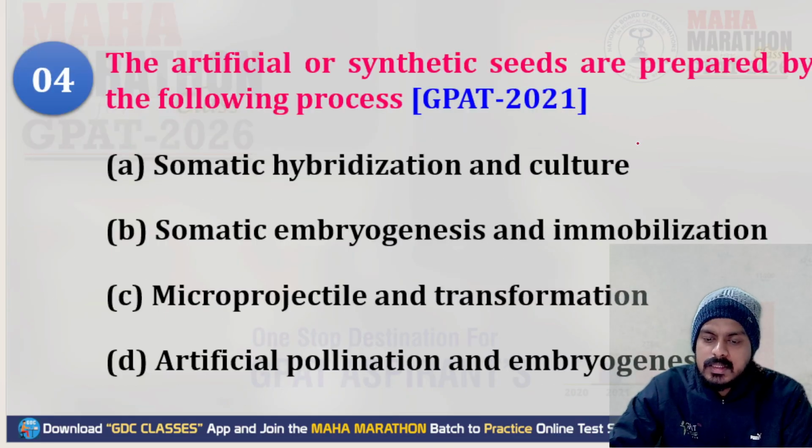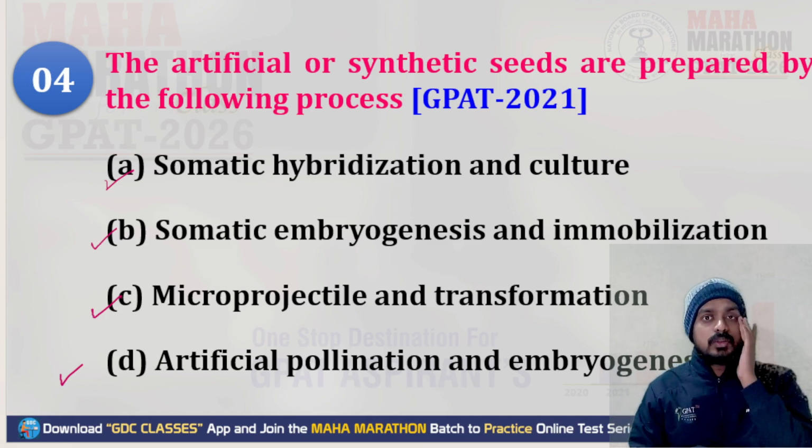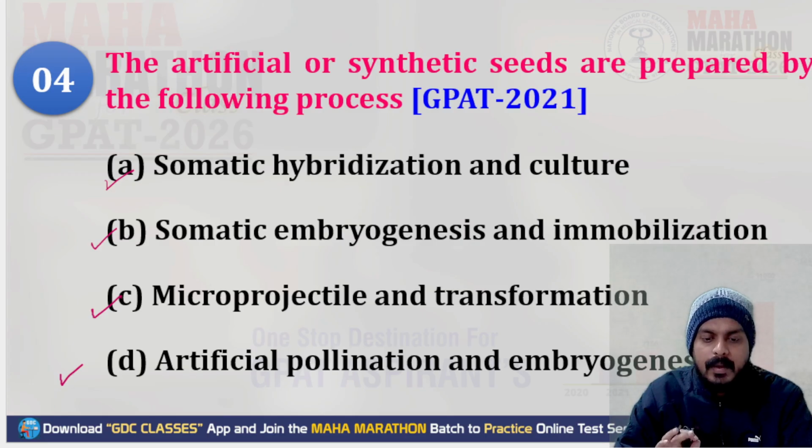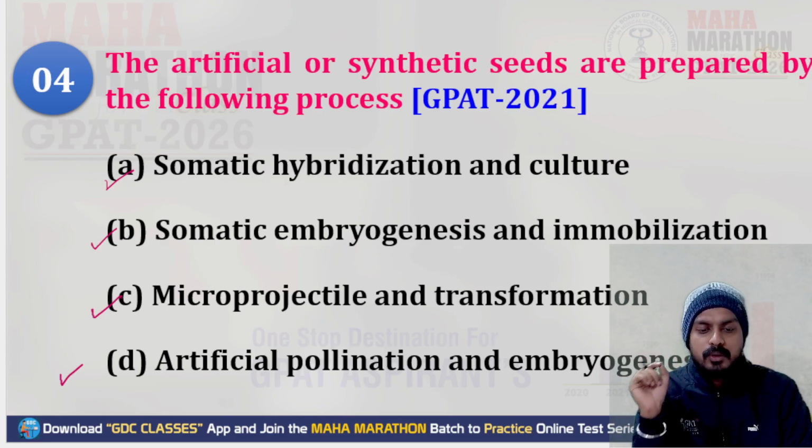The artificial or synthetic seeds are prepared by which process? Somatic embryogenesis and culture, somatic embryogenesis and immobilization, microprojectile and transformation, or artificial pollination and embryogenesis. Artificial or synthetic seed, how can you prepare it? Answer this question.